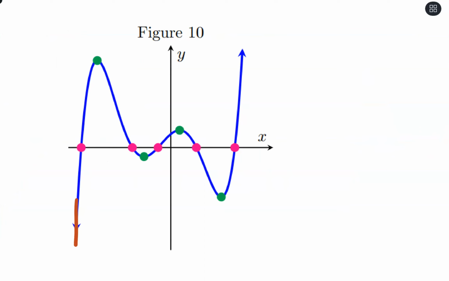Here, what I'm going to notice in long-run behavior, down to negative infinity and up to positive infinity, tells me it's an odd degree. We're going to have 4 turning points here and 5 zeros.